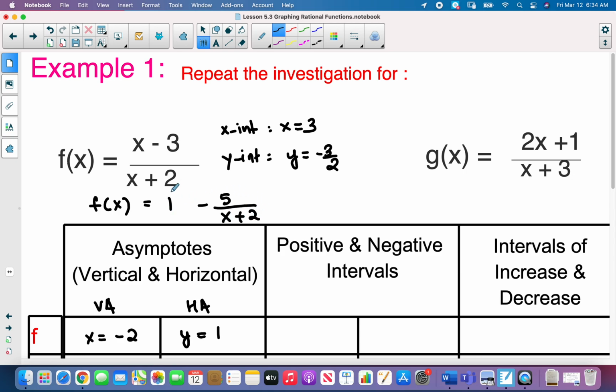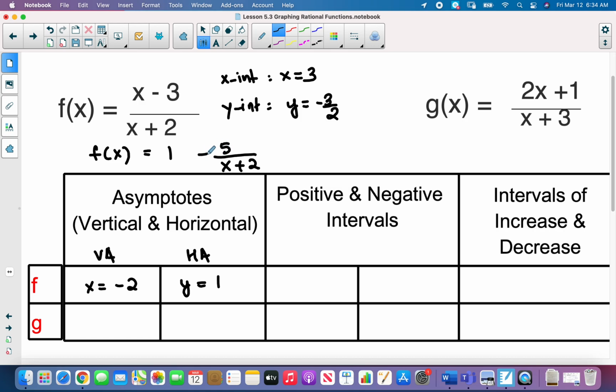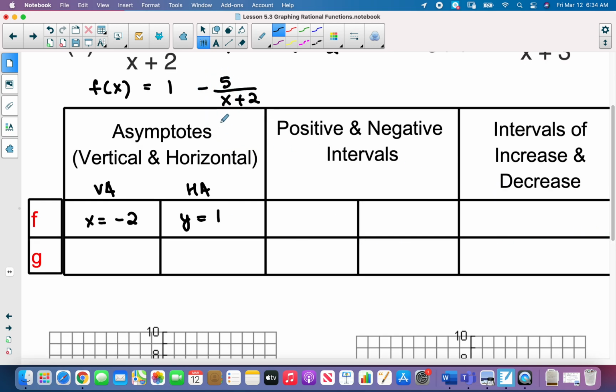So you can see that from the reciprocal function, it's shifted 2 units to the left and 1 unit up. And it also has a vertical reflection in the x-axis and a vertical stretch by a factor of 5. So those are some of the transformations you can see right away by looking at this. And we can also fill in positive and negative intervals and intervals of increase and decrease.